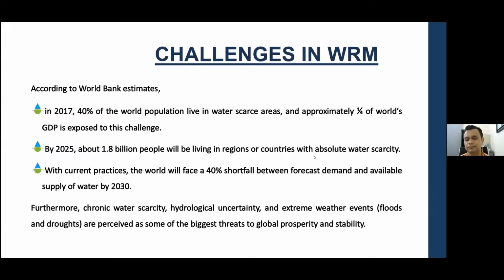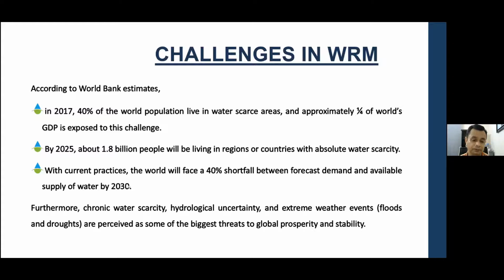That means that will be very near to desert or desertic conditions. So 1.8 billion people will suffer from this kind of water scarcity. And with current practices, if we think about the current uses of water bodies, then the world will face around 40% shortfall between forecast demand and available supply of water by 2030.